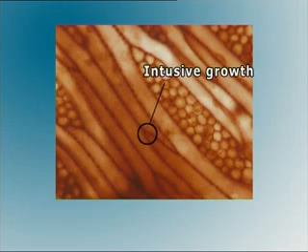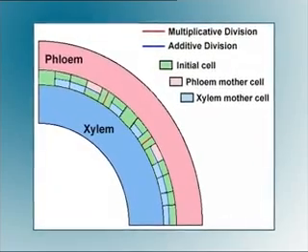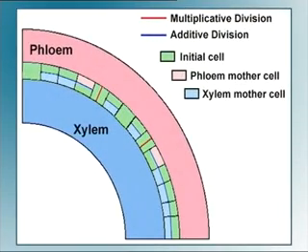and each of the new initials becomes as long as the mother initial or even longer than that from which it is derived. Some investigators use the term multiplicative divisions with reference to anticlinal divisions that increase the number of initials, in contrast with additive periclinal divisions that contribute cells to the xylem and the phloem.